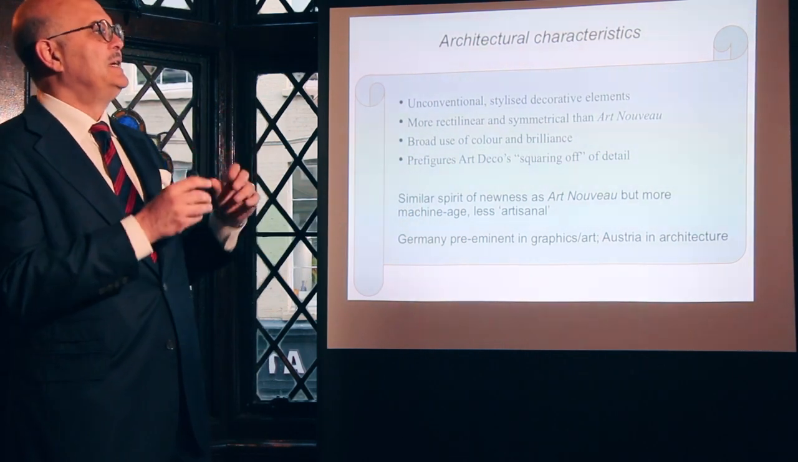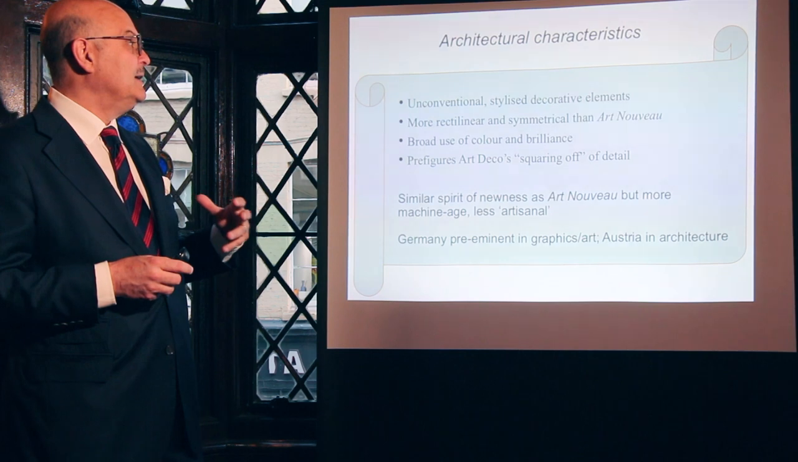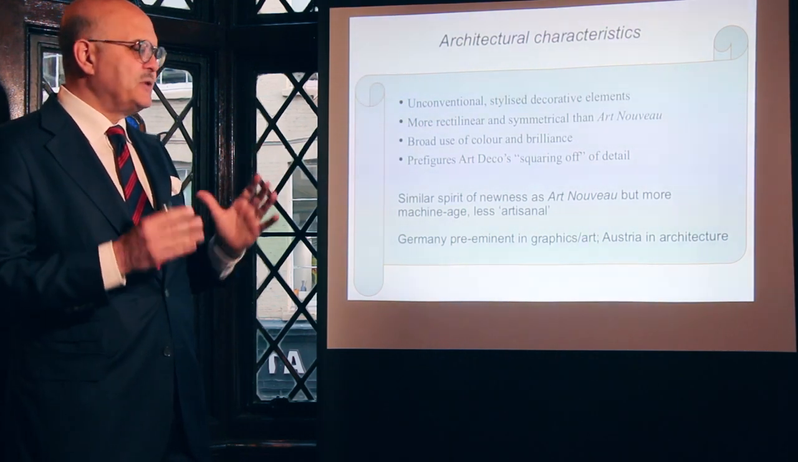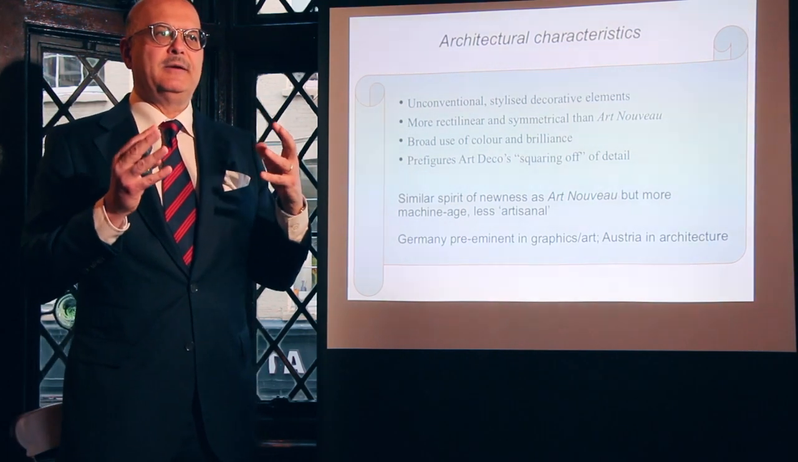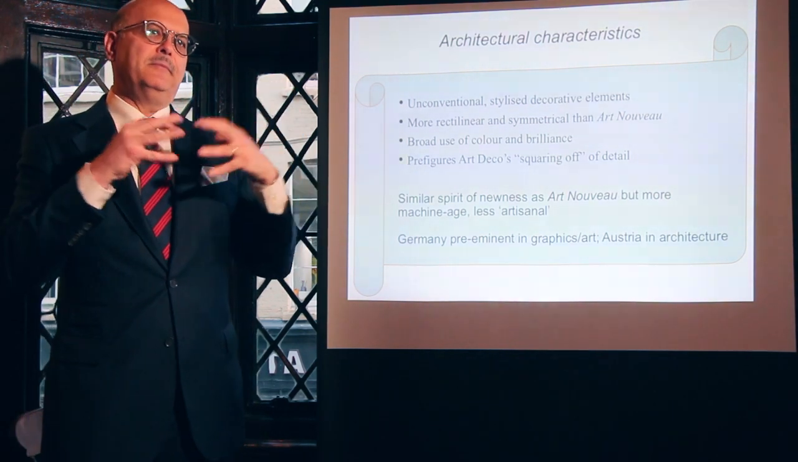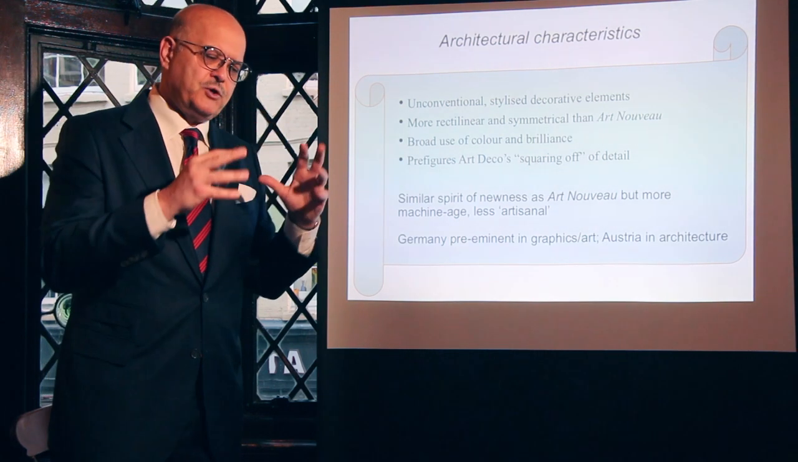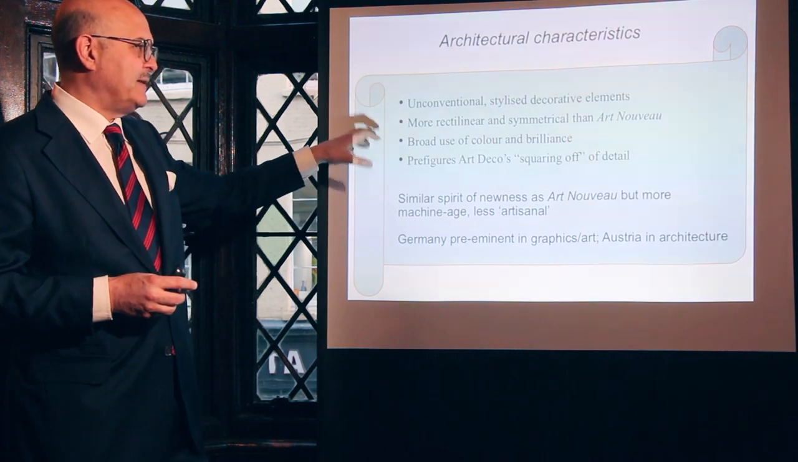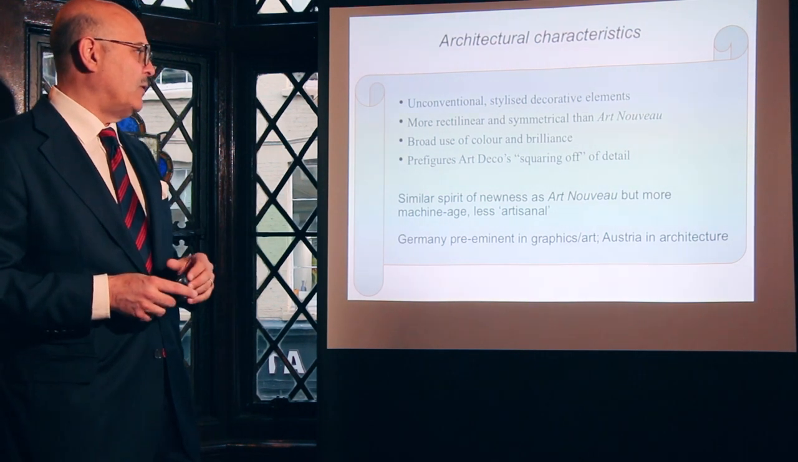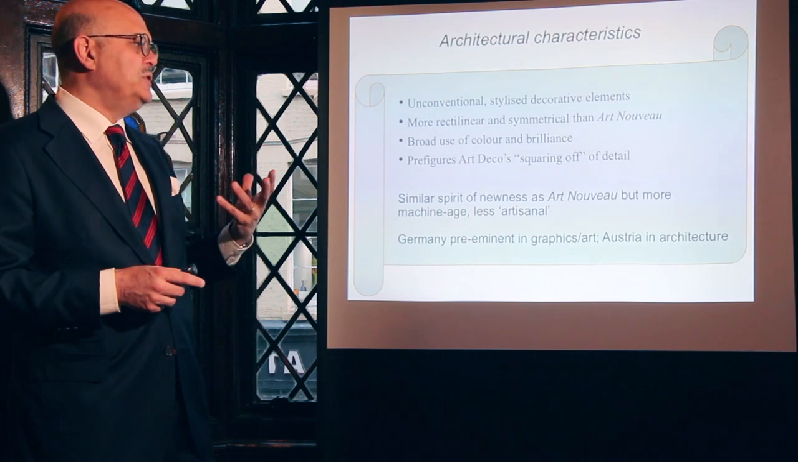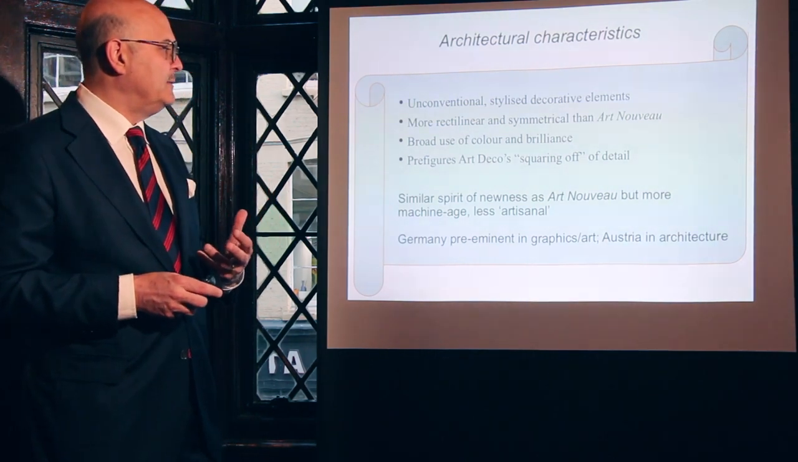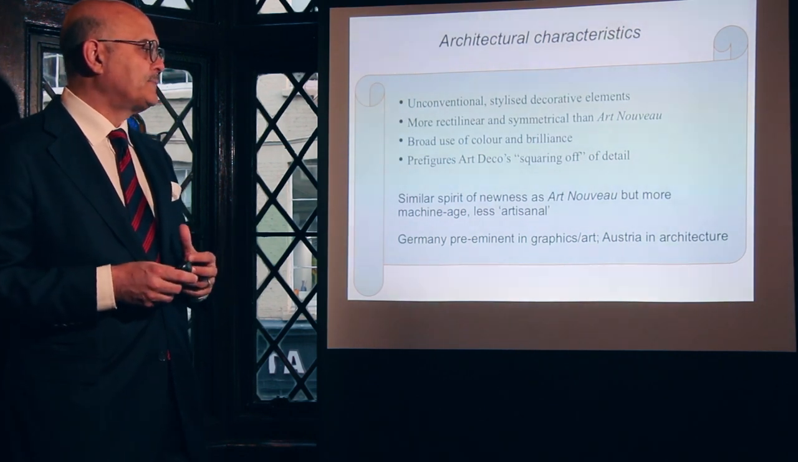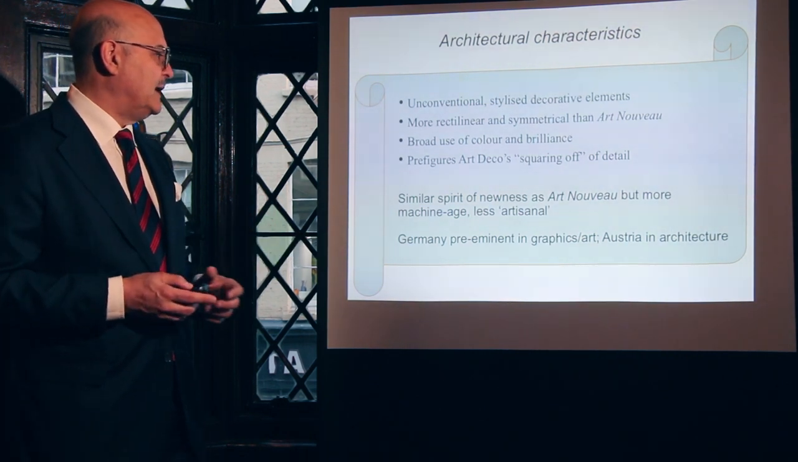And so what they did was more linear, more rectilinear, but they also use a lot of color and brilliance, like in Art Nouveau. And some of the squaring off of detail, especially like the human figure and other representational sculpture, is kind of squared off, where in nature it's rounder. That's something that kind of prefigures some of what happens in Art Deco. But there's a spirit of newness, and it's maybe a bit more machine age, a bit less artisanal than Art Nouveau, but it has a lot of parallels.